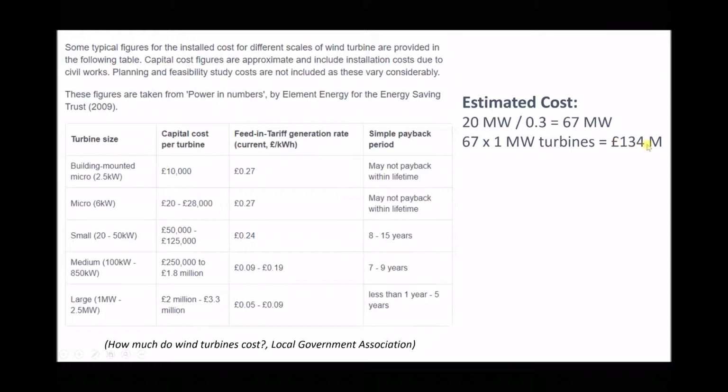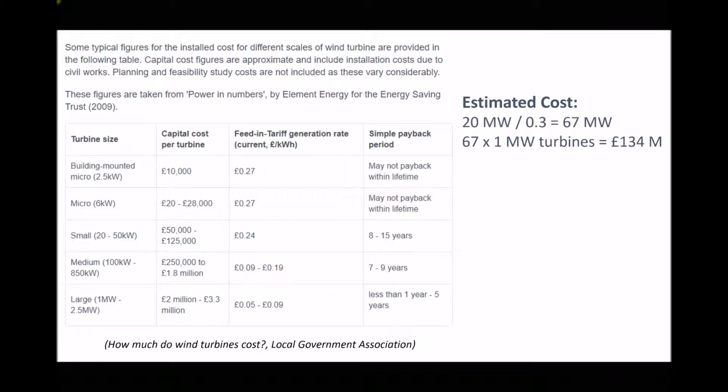67 times 2 gives us 134 million. Therefore, to build a wind farm with a capacity of 67 megawatts, we need 67 1 megawatt turbines at £2 million each. Let's look at the other end of that bracket though.